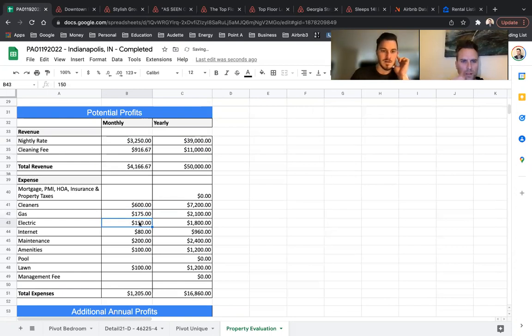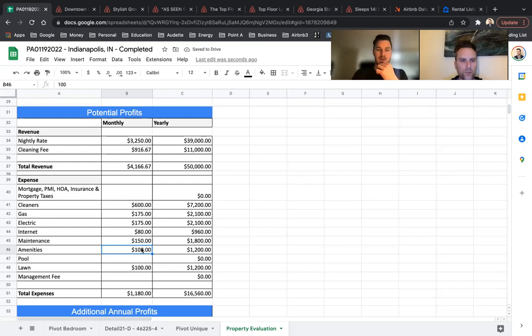And the gas? What do you think the gas would be? Gas and electric will actually be together, so that's probably reasonable there for a 4-bedroom. 175 and 175? Yeah. Internet is always about 80 around America. Maintenance is like furniture upgrades, or furniture breaks, stuff like that. You want to have a budget for that. I'm going to make it 150 instead of 200.